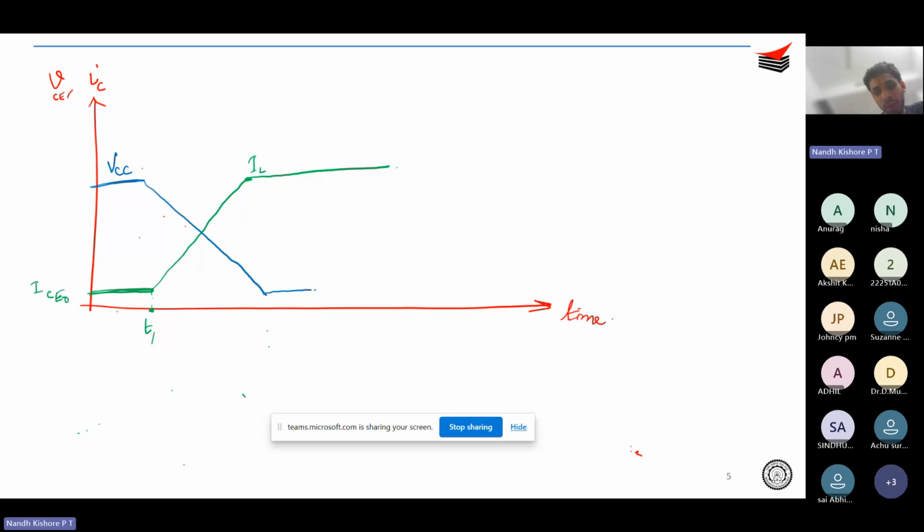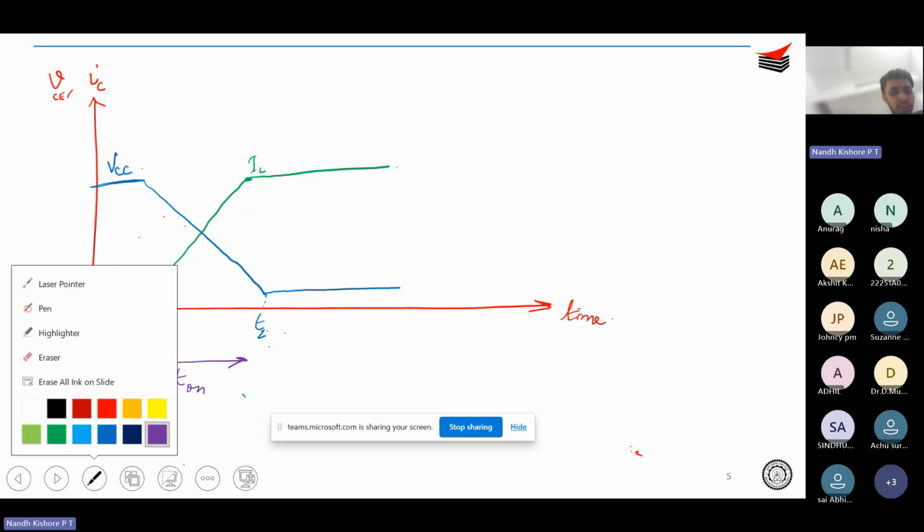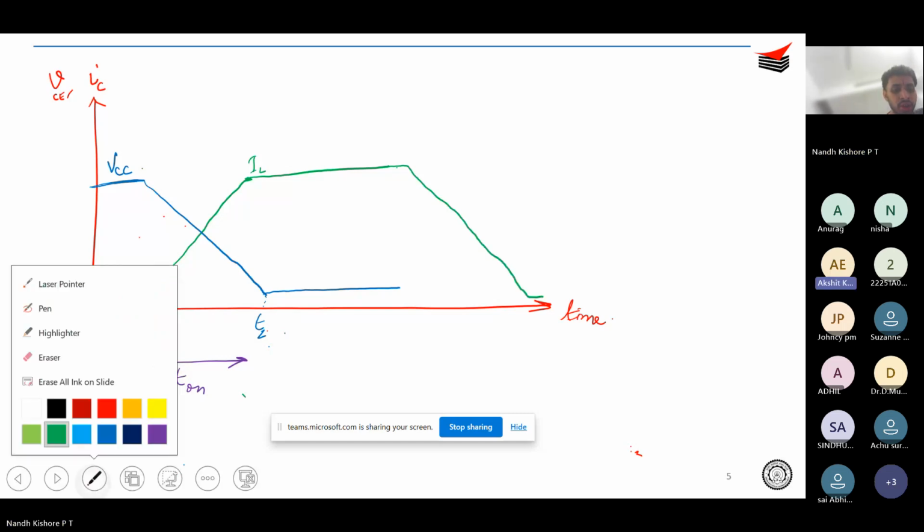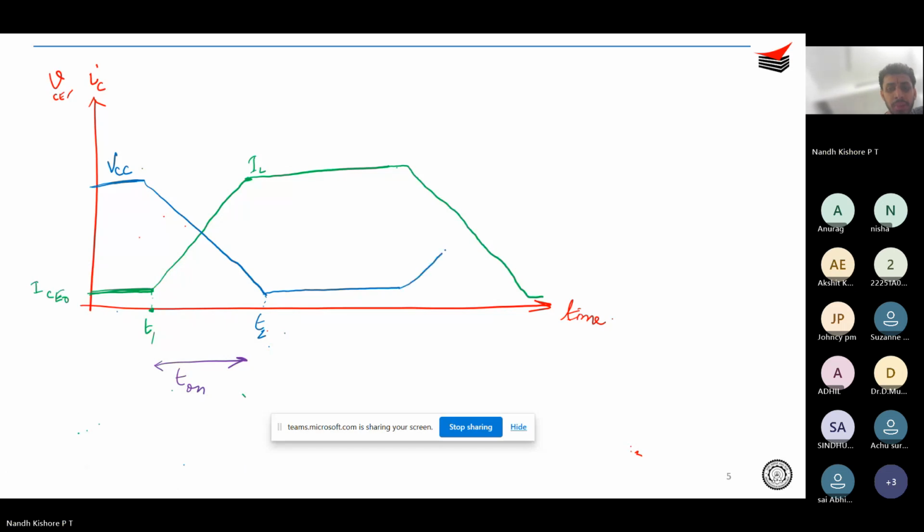It would fall to a value of almost zero, right? So let's say this particular instant is T2. So you understand that this particular time is going to be your on time, right? And similarly, when you want to turn off the diode or turn off the device, what happens is your current is going to fall to ICE naught and your voltage is going to increase back to VCC, right? So this is what happens during T off.